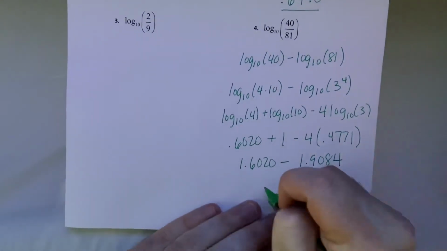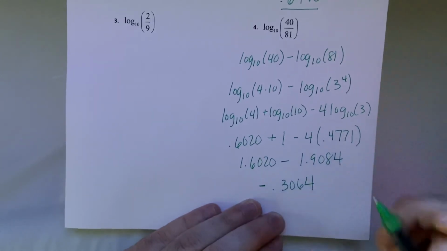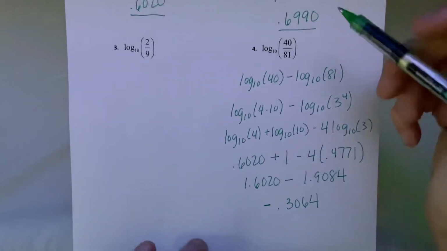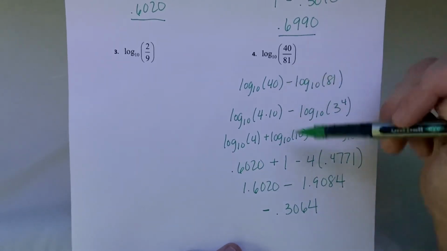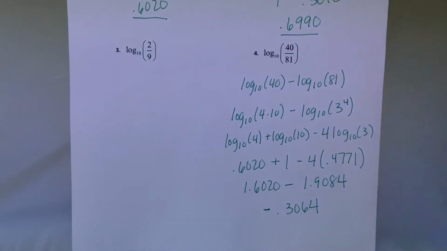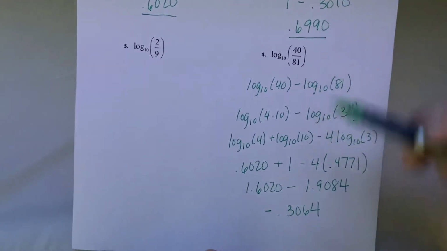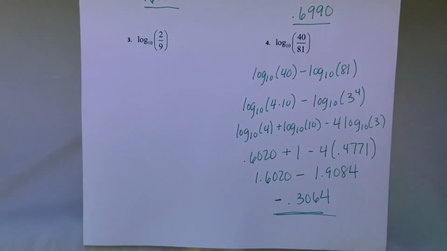When you subtract those two, you get negative 0.3064. Generally speaking, when the inside of a logarithm is less than 1, your logarithm will be negative. When it's greater than 1, it will be positive. So that's a good check for what's happening. 40/81 is smaller than 1, so we're expecting a negative outcome. And that's really all for 4.3, these logarithm rules. It's really a practice thing. And that's it for this week.